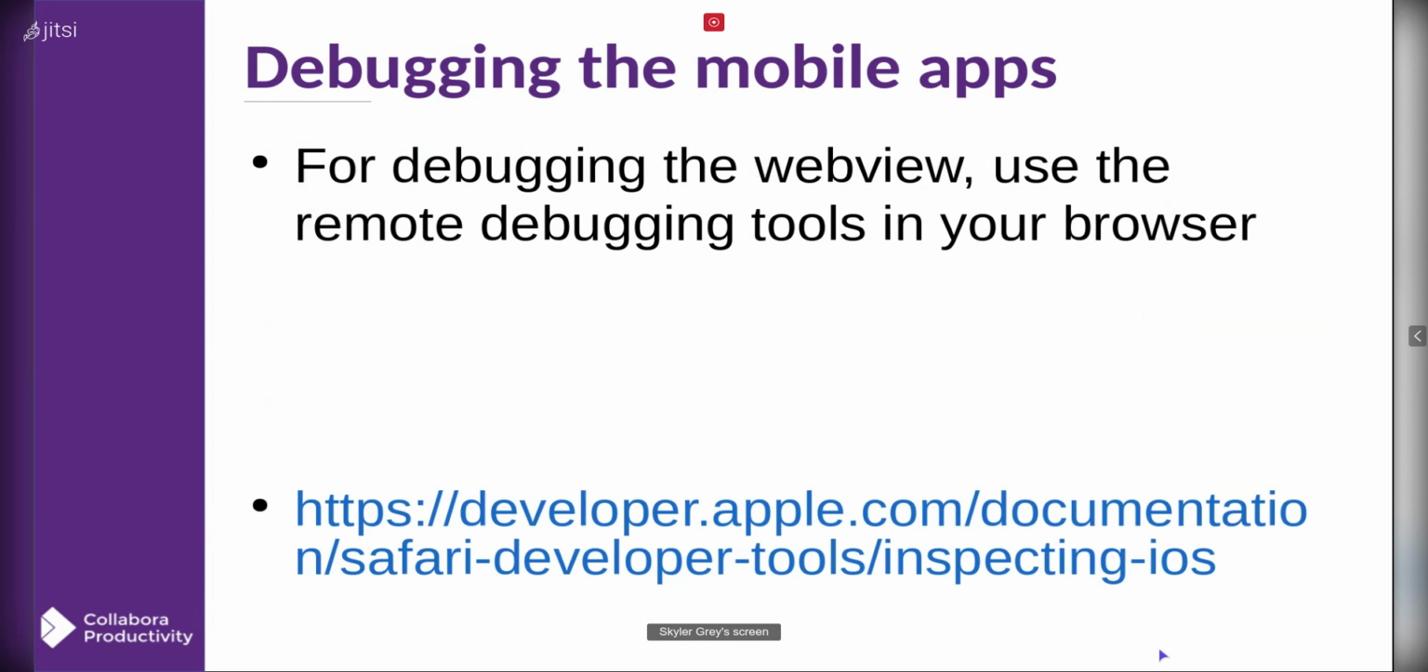Now let's talk about debugging in the web view. Most of your debugging is not necessarily in core. There's a lot of bugs that happen entirely in JavaScript, and for those you'll need to debug the web view. So luckily, you can use remote debugging tools in the browser that you're probably already using.